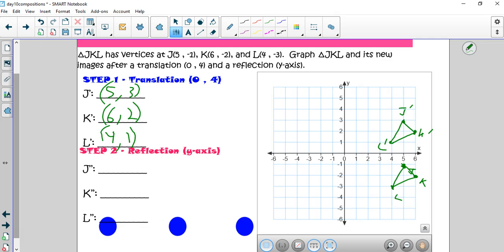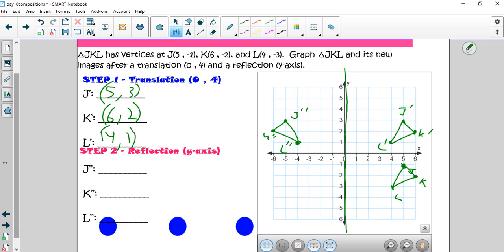Now, we're going to reflect it across the y-axis. Remember, the y-axis is this vertical line here. So all we're going to do is count over. L prime is 4 spaces to the right, so we're going to go 4 spaces to the left. And that is L double prime. K is 6 spaces right, so we're going to go 6 spaces left. That's K double prime. And J, up here, is 5 spaces, so we go 5 spaces, J double prime. And there is our triangle after it has been translated and then reflected.